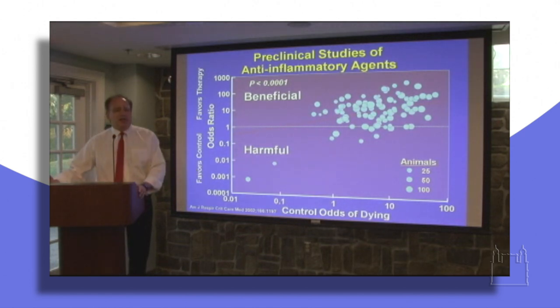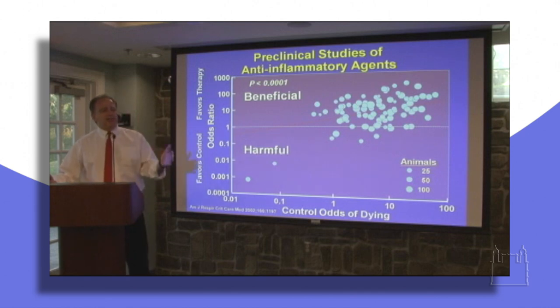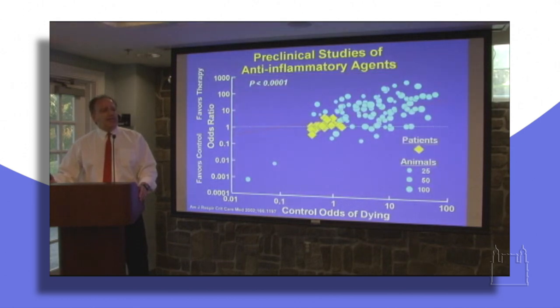So the next question I ask, well, what if we plot the animal data and the human data on the same graph? Now will they look like they belong together and they have the same findings? Yes. The human studies were done at much lower control mortality rates.